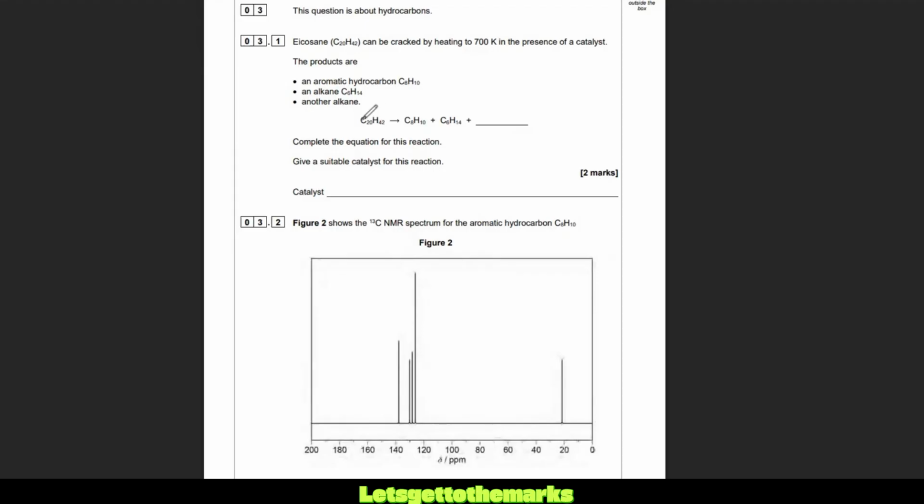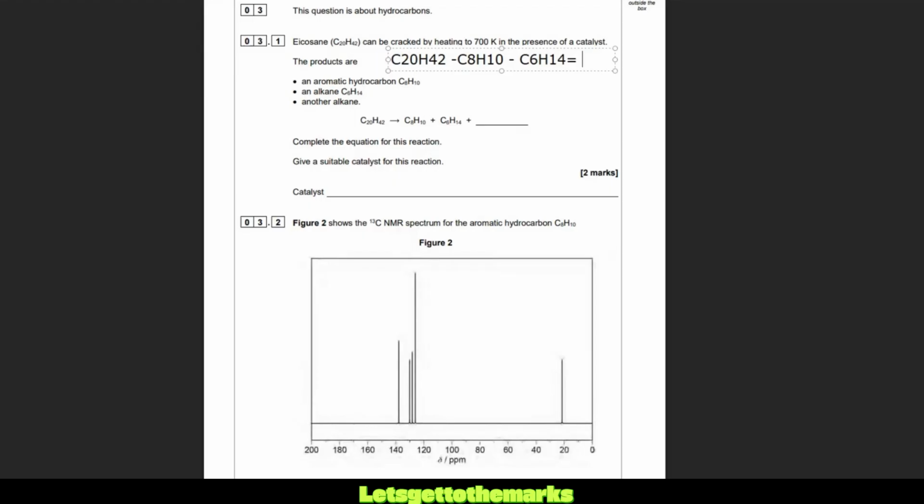So what you need to do here is first of all work out how many carbons and hydrogens are going here. How can we do that? Well, what we can do is type this out: C20H42, and then we want to minus C8H10, and I'm also going to minus the C6H14. And once we do that, we're going to realize how many carbons and hydrogens we've got left to play with.